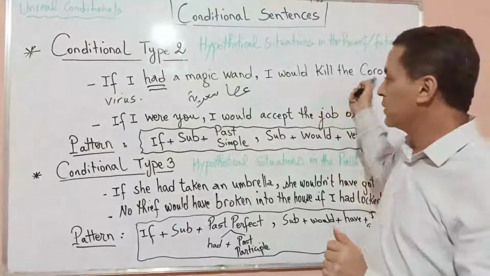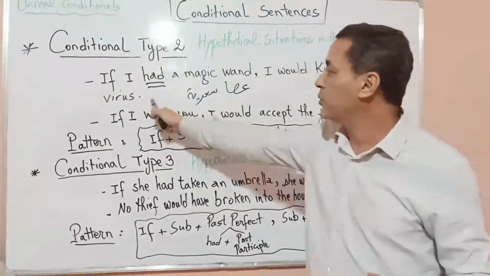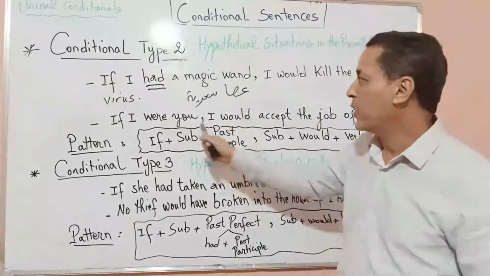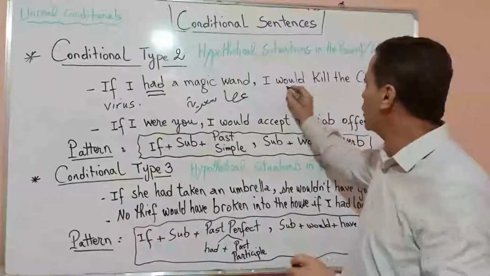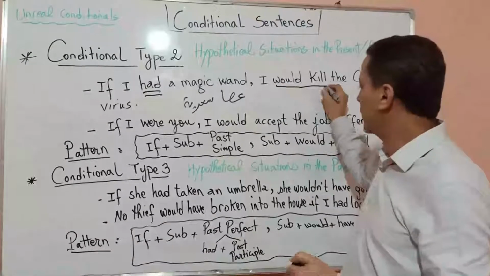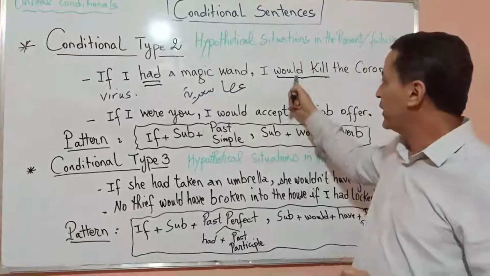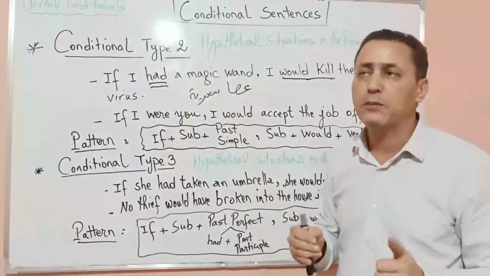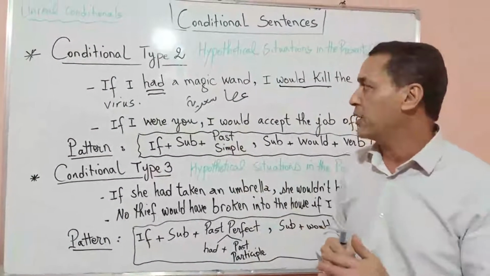I would kill the coronavirus. Nobody would tolerate this virus. It's killing people. So if I had a magic wand, I would kill the coronavirus. As you can see in the pattern form, subject plus would plus verb. Now it doesn't mean that I will kill, it means I would. So this is imaginary, as I said, this is hypothetical.